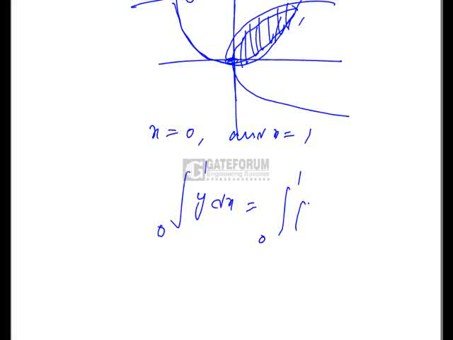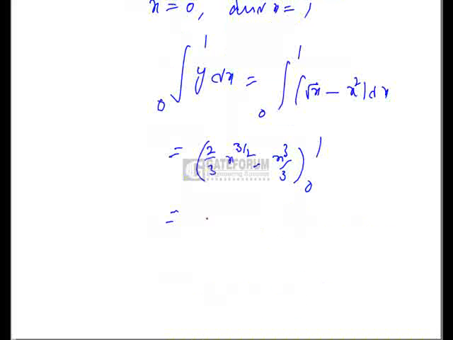So from 0 to 1, y in the first case is nothing but root x, and in the second case is nothing but x square. If I integrate, it will be 2 by 3 into x power 3 by 2 minus x cube by 3 over the limits 0 to 1. And if I simplify, then the answer will be 1 by 3, which is nothing but option B.